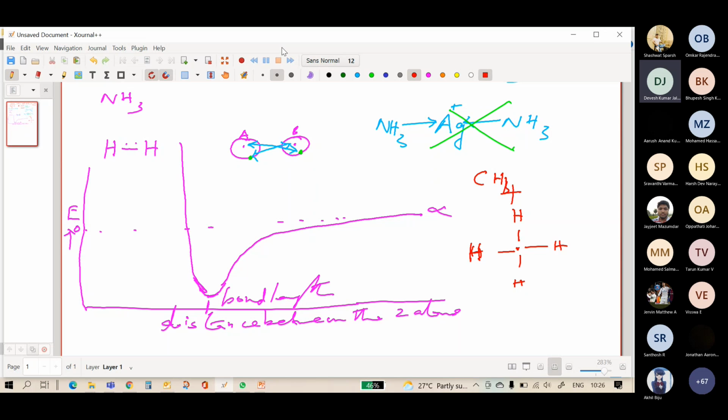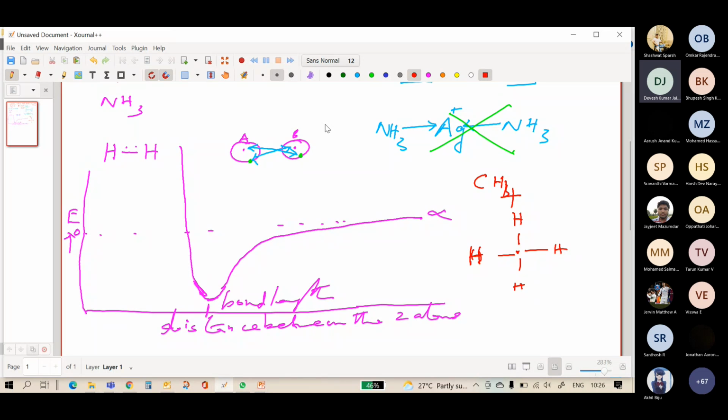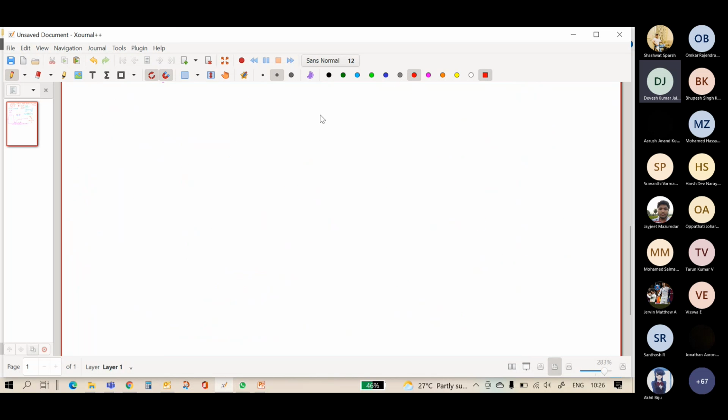So in a diatomic molecule, there is no problem because there are only 2 atoms. Right? Any diatomic molecule you take has only 2 atoms. So for clarity's sake, I'm just writing it as A, single bond, B.